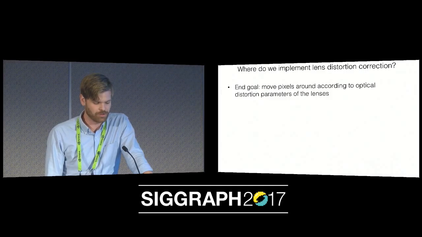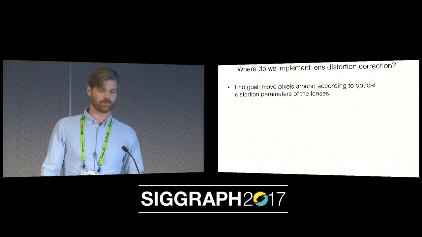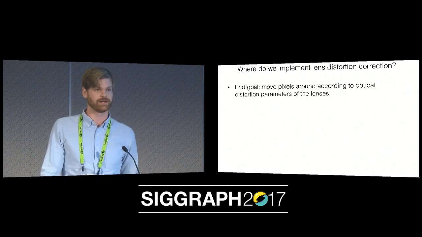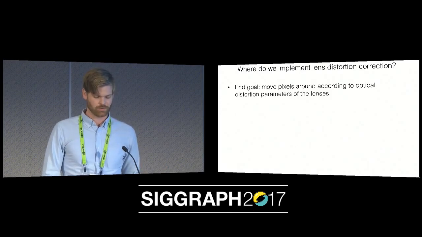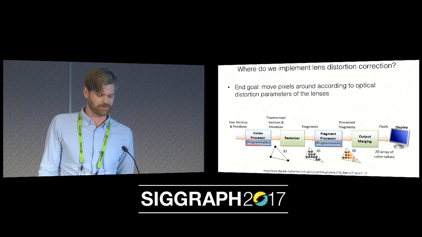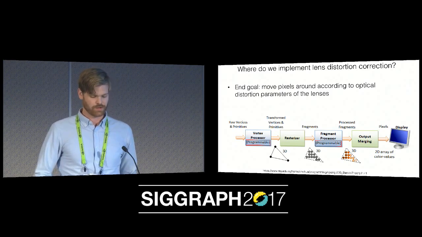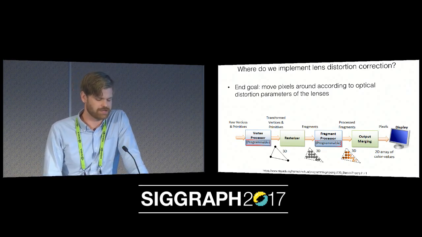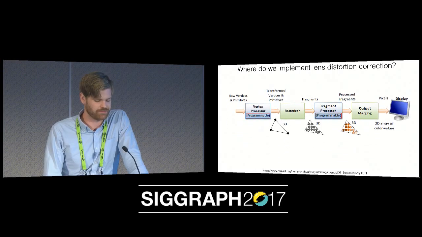So how do we go about implementing this? The end goal effectively is to move the pixels around to correct for this optical aberration by introducing a barrel distortion. We have two parts in the pipeline where we can do this, and essentially it's the two parts that are programmable. So we can either do this in the vertex processor or in the fragment processor. So there's two ways to do this, like I said, in the fragment shader and in the vertex shader.